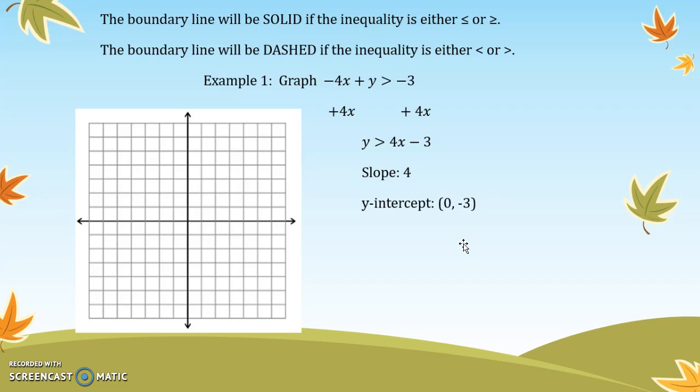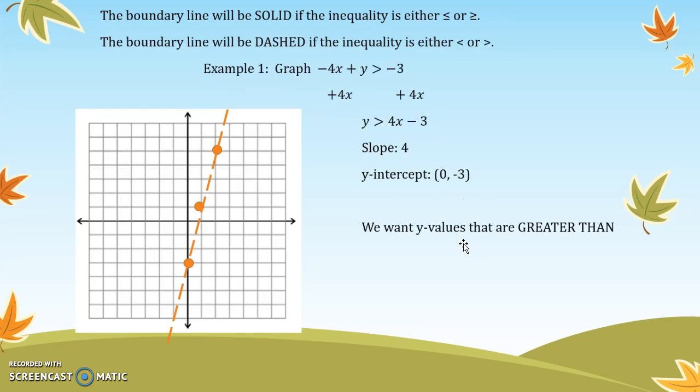So I'm going to start by plotting my y-intercept at (0, negative 3), and using my slope of up 4 over 1, up 4 over 1, I'm going to plot a couple more points. And now we need our boundary line. Because we have a greater than symbol, our line is going to be dashed when I connect our points together. Now the final piece is that we need to shade a certain area, because there's more than just the line at stake here.